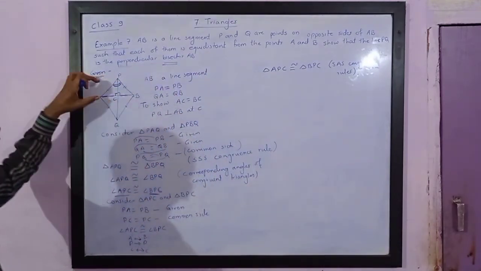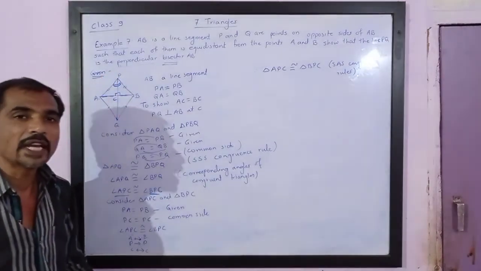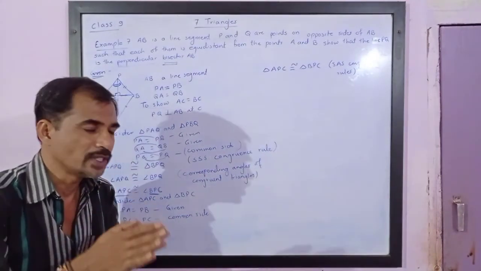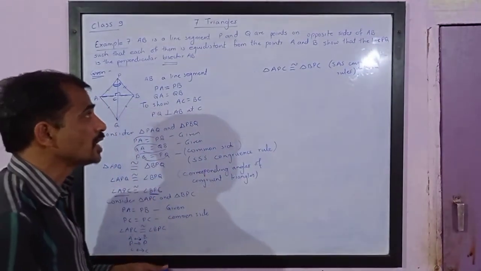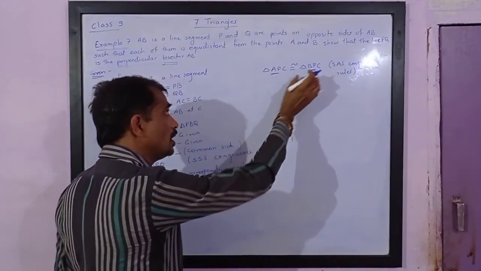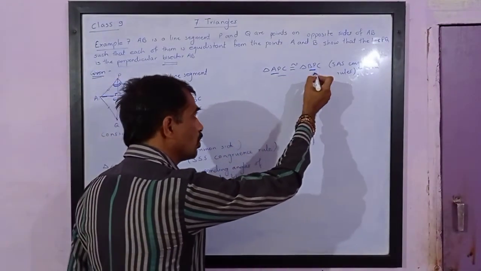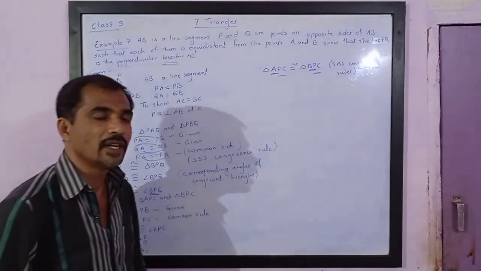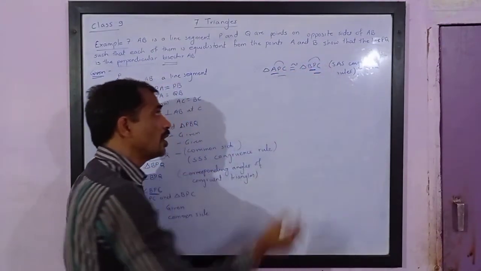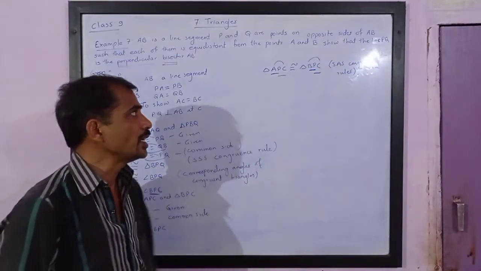Now, if these two triangles are congruent, APC is congruent to BPC, it means if they are kept one above the other, they will exactly coincide with each other. It means side formed by first two vertex and side formed by first two vertex of the other triangle will exactly coincide. Side formed by second and third vertex will coincide with the side formed by second and third vertex, and side formed by first and third vertex will coincide with side formed by first and third vertex of the second triangle.